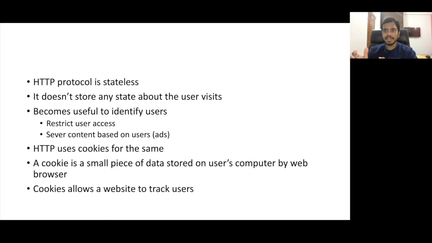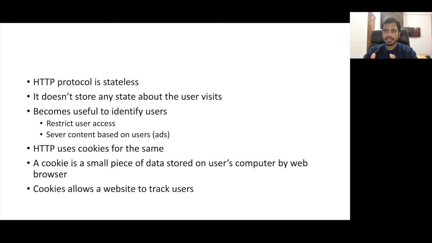But sometimes it becomes very important for the website to store some data about the users. So let's discuss why it becomes useful to identify users. One use case is, let's say a website wants to restrict some user. In that case, of course, first it needs to know which user has visited the website. For that, it needs to store information regarding all the users. Also, there are many websites which serve content based on users. Take the example of ads. You would have typically seen ads are based on your past searches and what things you have bought in the past. For tracking that also, it becomes important for the website to store some information.